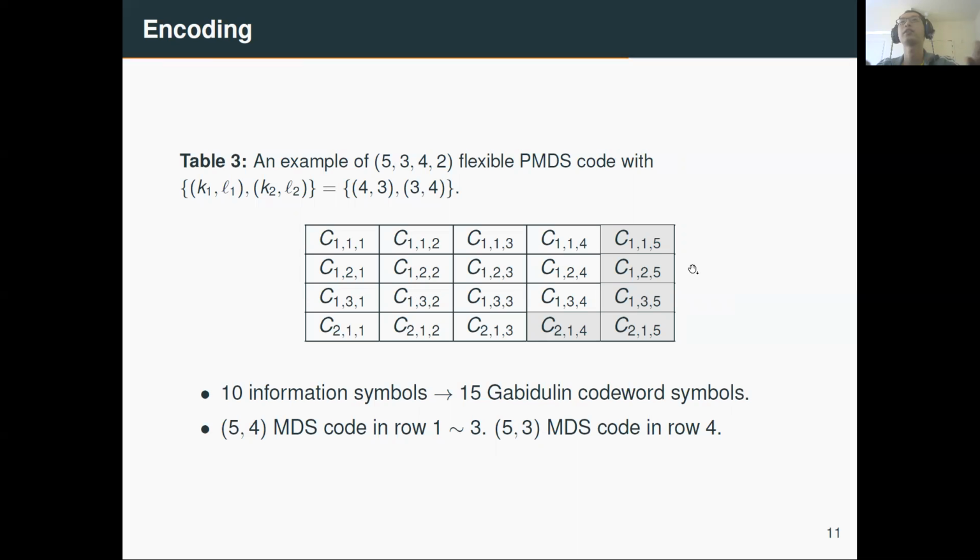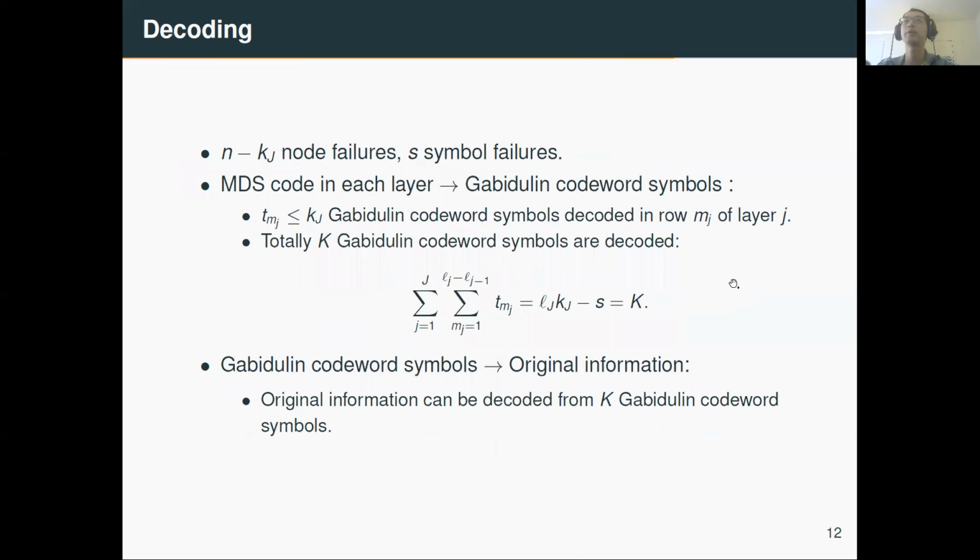So now I have introduced our encoding function. Next, I'll introduce how we decode. We assume that we have n minus k_j node failures and s additional symbol failures. It means that we have at most k_j available nodes. So the first step is that we decode the Gabidulin code word symbols from our MDS code.